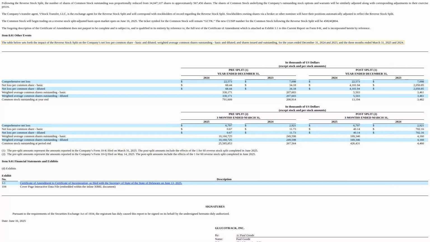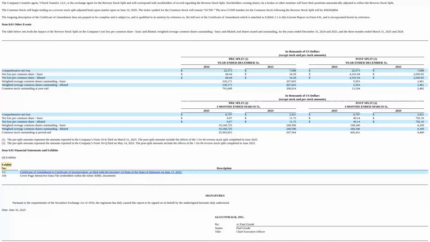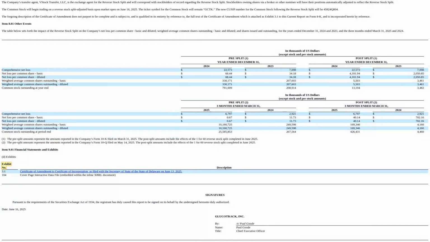Looking at the 3 months ended in March, the company lost about $6.8 million in 2025 and $2.9 million in 2024. Remember, this is just for 3 months. The loss per share looks bad at $0.67 and $11.73 in 2025 and 2024. But after the reverse split, the new net loss is much higher. Just like the year prior section, the average number of shares outstanding dropped significantly after the split. Anyone can go to the SEC website or to the company's webpage and see these reports.